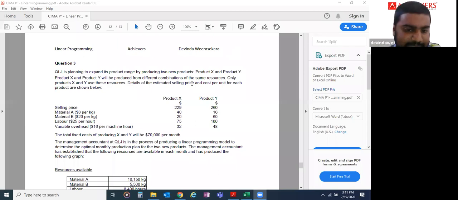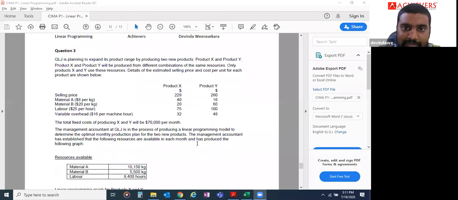Okay, done. Let's discuss. So three resources: material A, B, and labor. Okay, there is this question. I'll answer it if in case a few of the others also have this question.